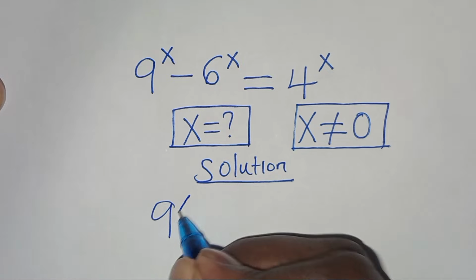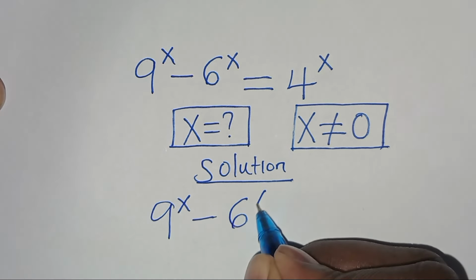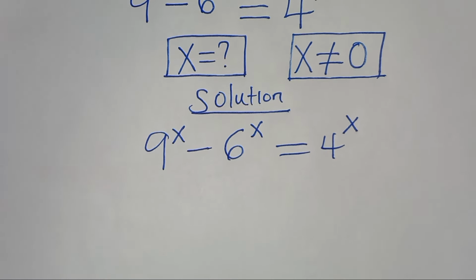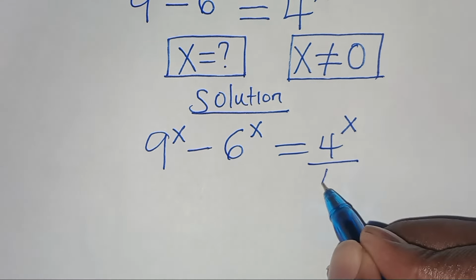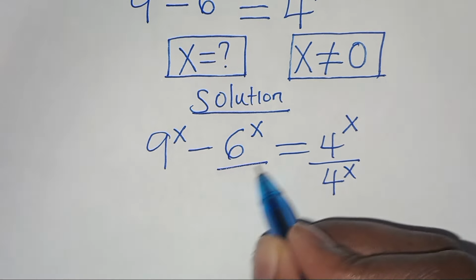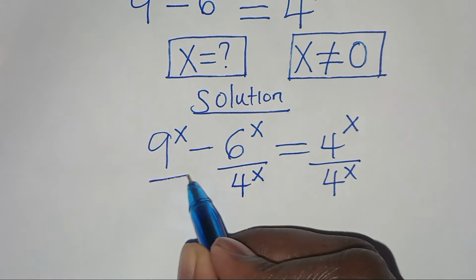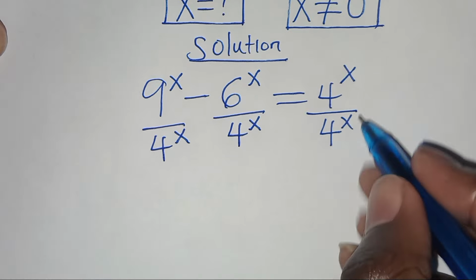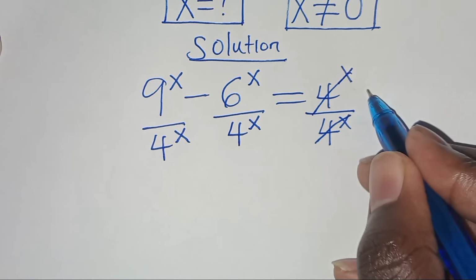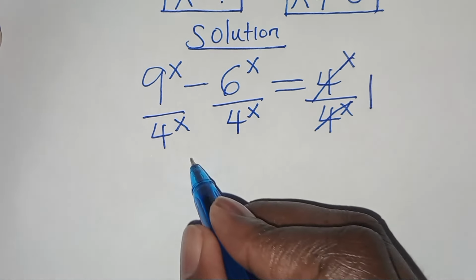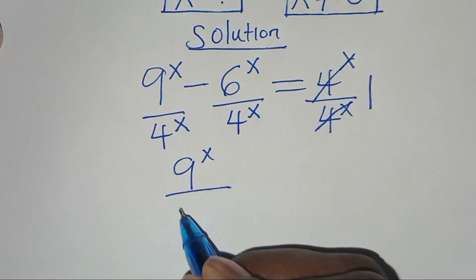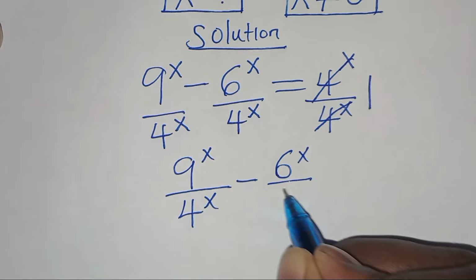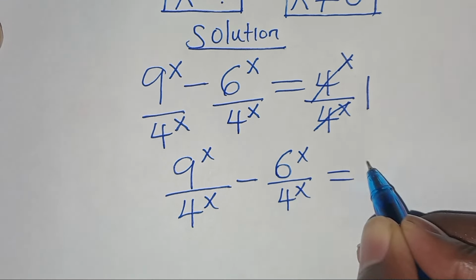We have 9 to the power of x minus 6 to the power of x, equal to 4 to the power of x. The first step here is to divide both sides by 4 to the power of x. So let's simplify here. 4 to the power of x and 4 to the power of x simplify, so this is 1. So we have 9 to the power of x over 4 to the power of x, then subtract 6 to the power of x over 4 to the power of x. This is equal to 1.